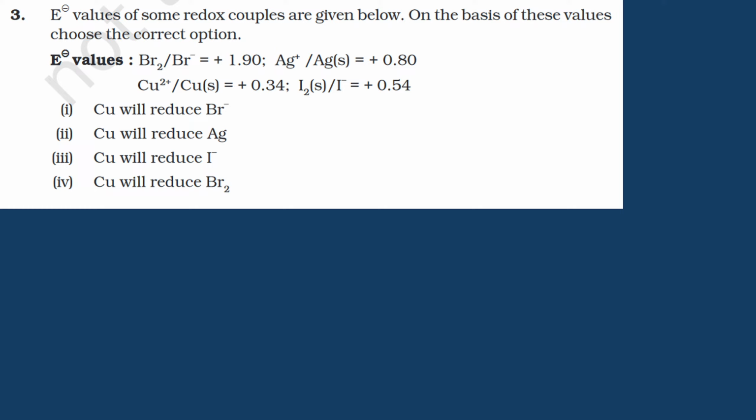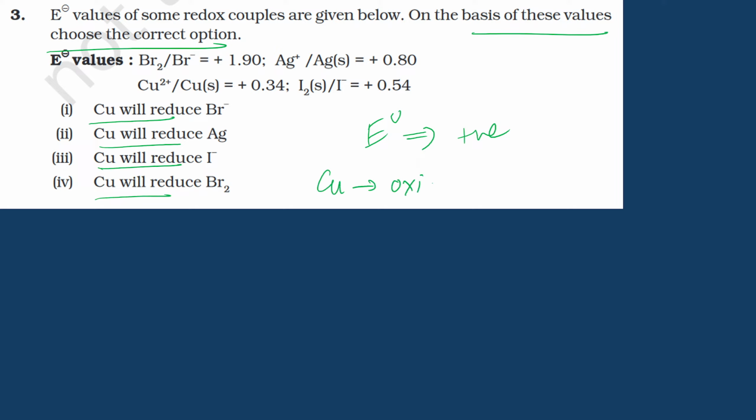E naught values of some redox couples are given below. On the basis of these values, choose the correct option. मजेदार चीज है. यहाँ पे you've got all positive values, interestingly. So all E naught values are positive. Just noticing a trend here. Doesn't mean anything as such. Okay. Options में Cu will reduce, Cu will reduce, Cu will reduce. If Cu is reducing something, मतलब Cu is getting oxidized. Since Cu is getting oxidized, मतलब कि आप लोग answer दो.